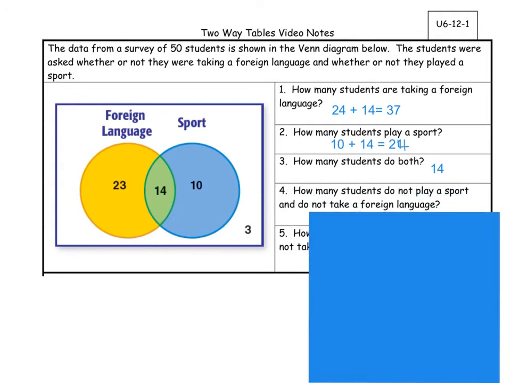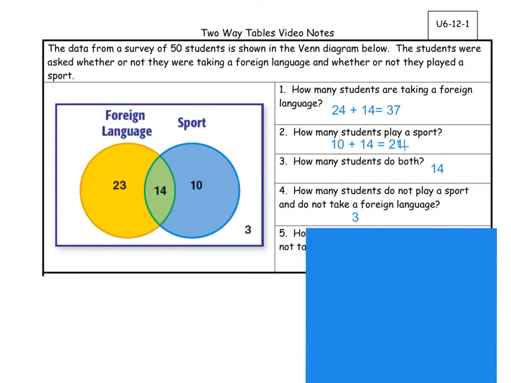Question number 4, how many students do not play a sport and do not take a foreign language? So that means they cannot be in this circle or this circle. So we're looking at this number of students down here. So there are 3 students who do not play a sport or take a foreign language.